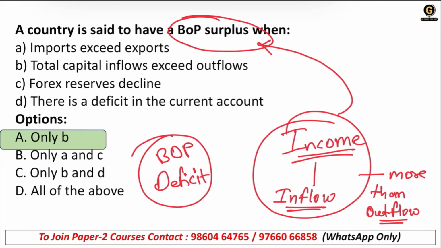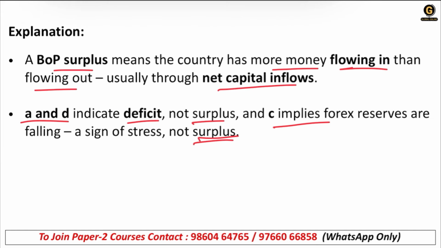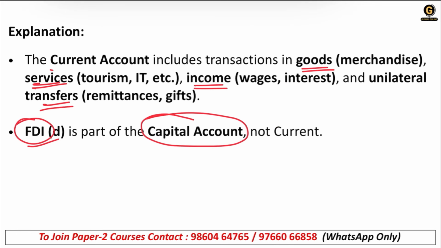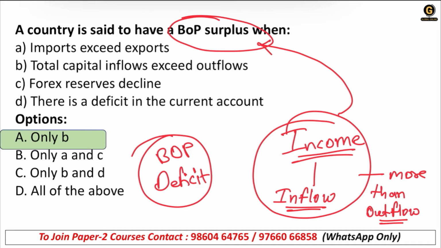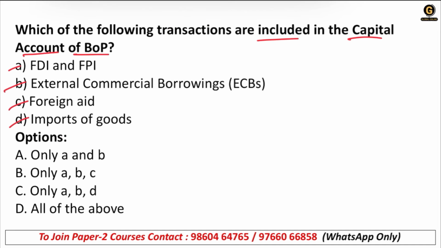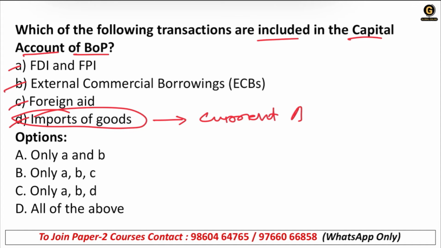See, I think here, what is included in the current account? Goods, right? And this is the question which is asking about exactly that, imports of goods. No, it is not considered in the capital account, it is considered in the current account.